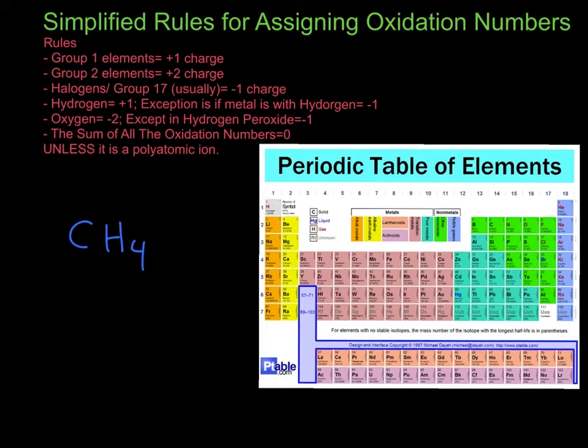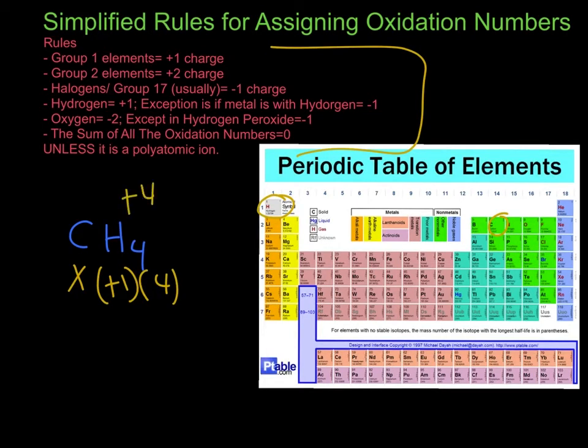Okay, do we know anything about carbon? No, we do not. It's not up here, so we don't know anything about it. We represent it as an X. Do we know anything about hydrogen? Yes, we do. We know it's a +1 unless it's with a metal. Carbon is not a metal, so thus it would be a +1 charge. And we have 4 of them, so 1 times 4 is +4. And we know that everything has to equal 0, so what would carbon thus have to be? It has to be a -4. Are you guys starting to get the trend here?